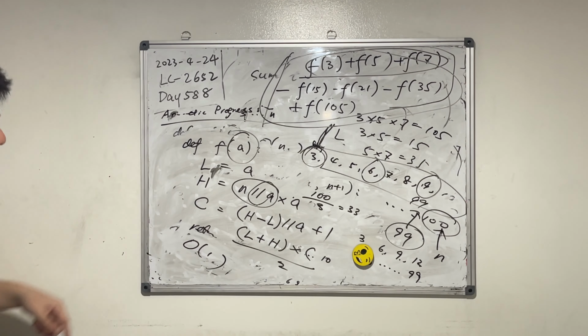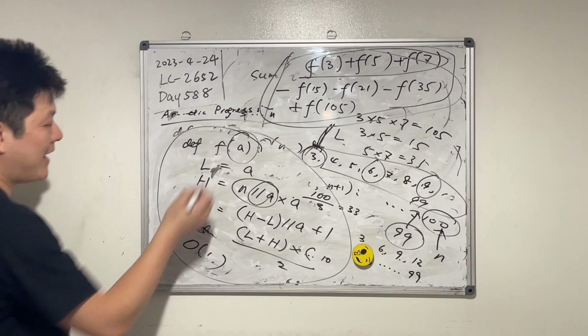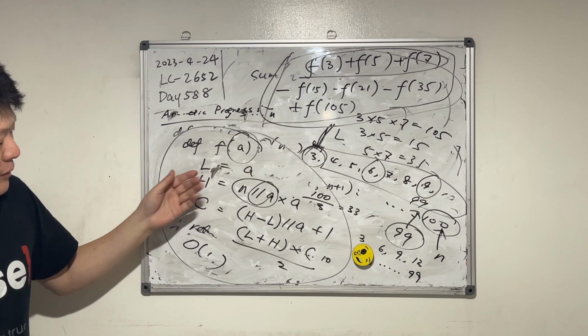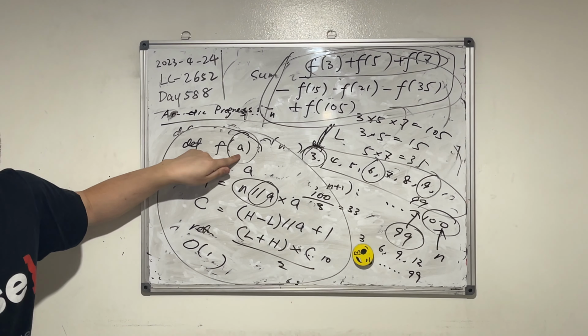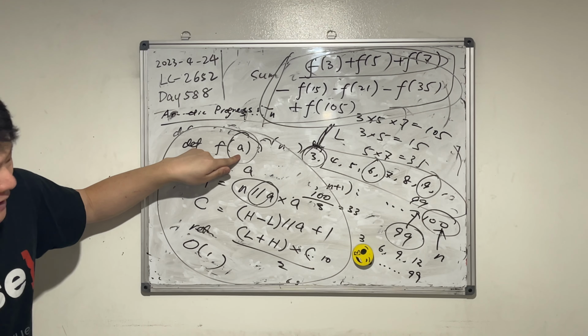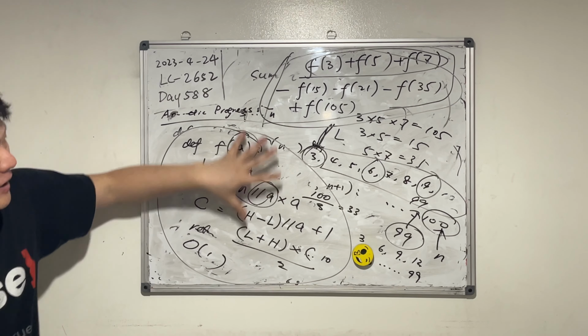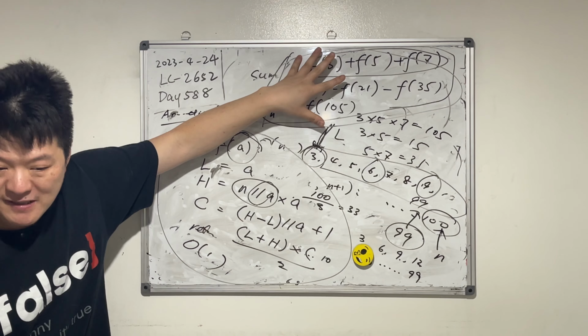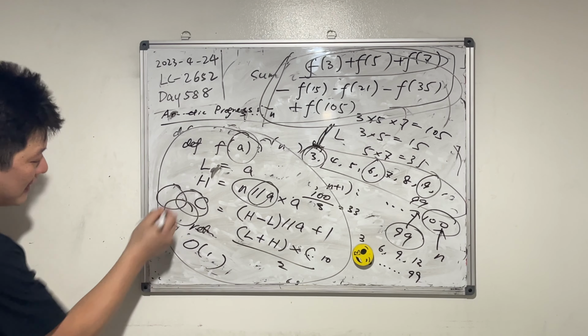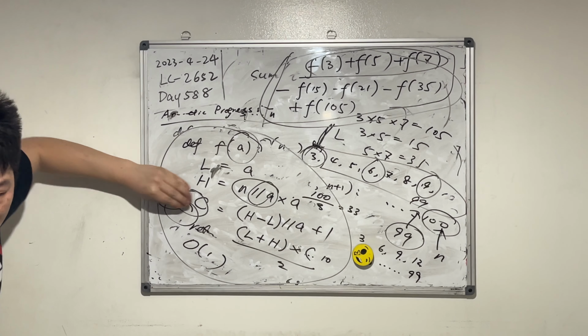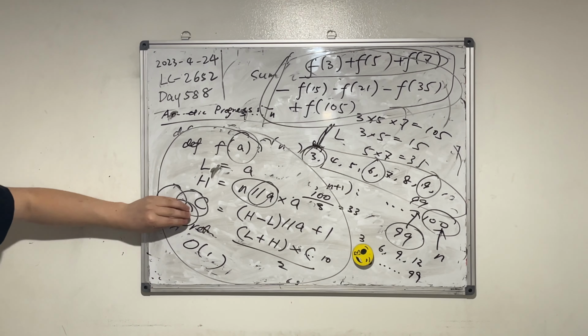But for this one, F(a), we are calculating the numbers between 1 to n inclusive which can be divisible by a, and we sum them. And using this function, we can do this Venn graph. Remember this Venn graph thing? This can be divisible by 3, this can be divisible by 5, this can be divisible by 7.